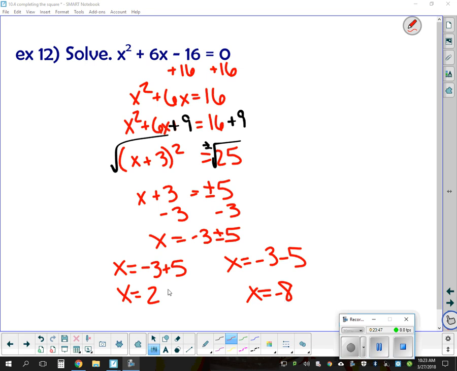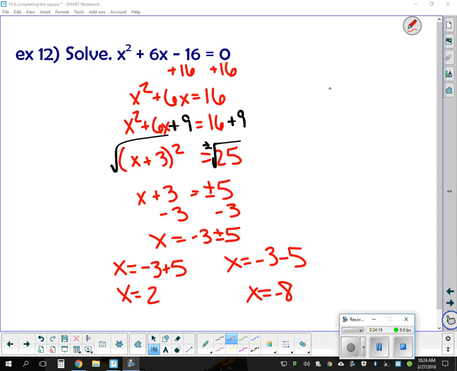Keep in mind you can check these multiple ways. You can check it by plugging it back in, each one separately. So you'd plug 2 squared plus 6 times 2 minus 16, see if you get 0. Do the same thing with negative 8, keeping in mind you need to square the negative included, so parentheses. You also could graph this, see if that's your zeros. You could use factoring, see if you end up with that when you solve, or you could try quadratic formula. So all of these are ways that you can check your answers.